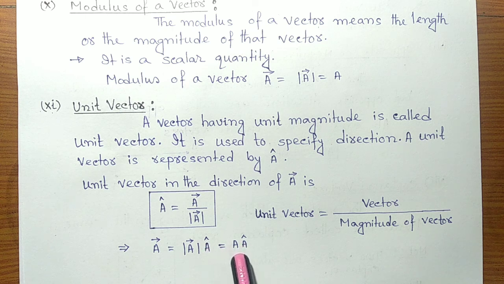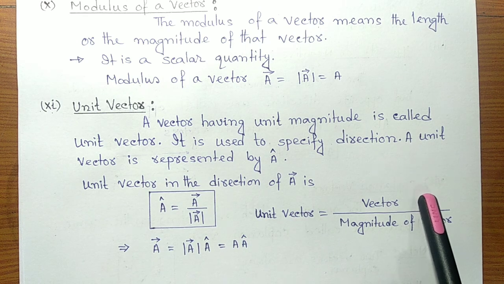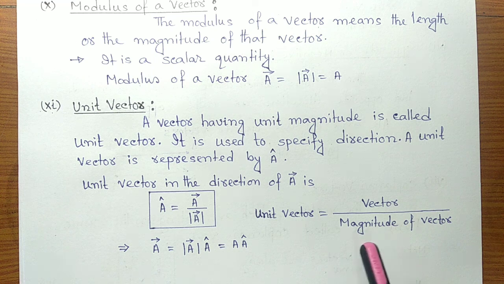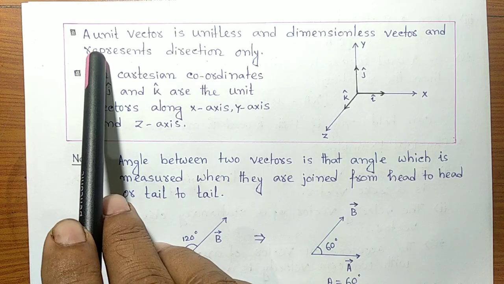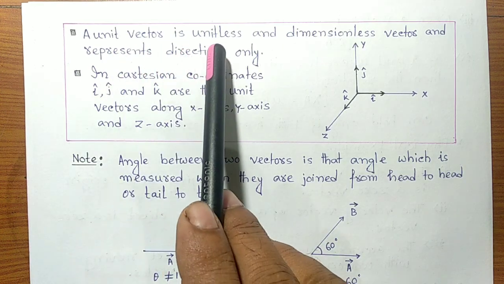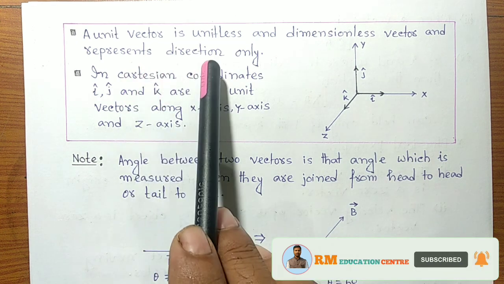That means we can also write A cap, the unit vector, is equal to that vector divided by the magnitude of that vector. So this is the unit vector. A unit vector means a vector which has unit magnitude and also the same direction as the given vector. A unit vector is a unitless and dimensionless vector and represents direction only.